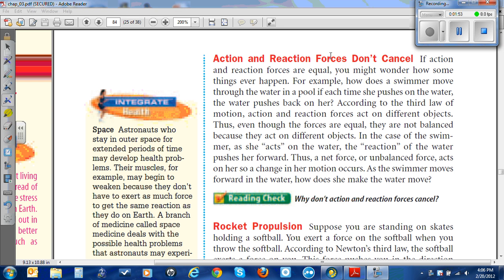According to the third law of motion, action and reaction forces act on different objects. Thus, even though the forces are equal, they're not balanced because they act on different objects. In the case of the swimmer, as she acts on the water, the reaction of the water pushes her forward. Thus, a net force or unbalanced force acts on her, so a change in her motion occurs. As the swimmer moves forward in the water, how does she make the water move?